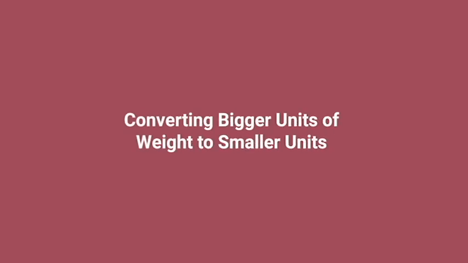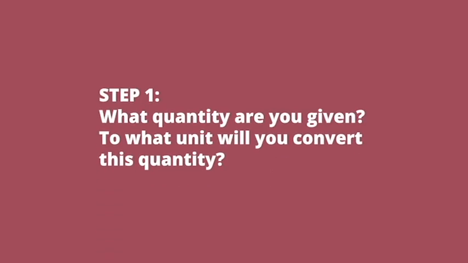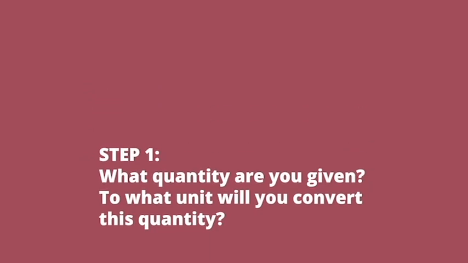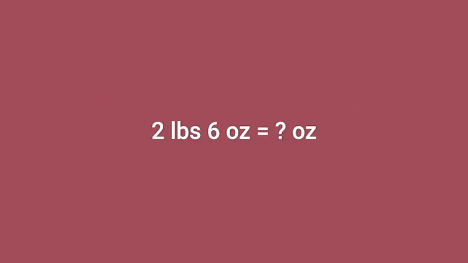Let us now try to convert 2 pounds and 6 ounces to ounces. This is how it is done using the unit factor method. Step 1. What quantity are you given? To what unit will you convert this quantity? Again, you are given 2 pounds and 6 ounces. You have to convert this quantity to ounces.